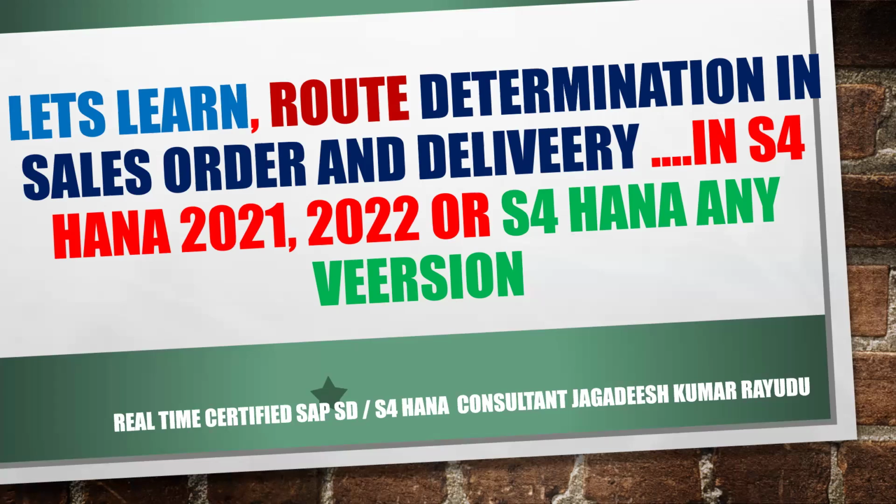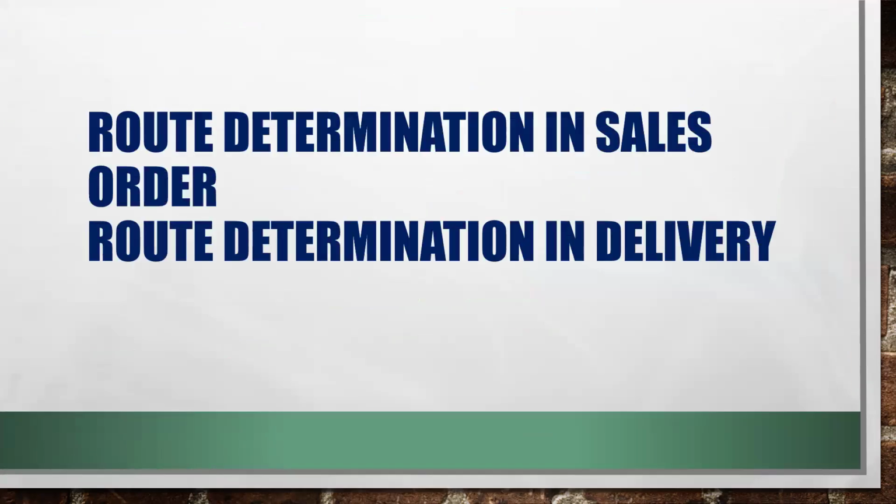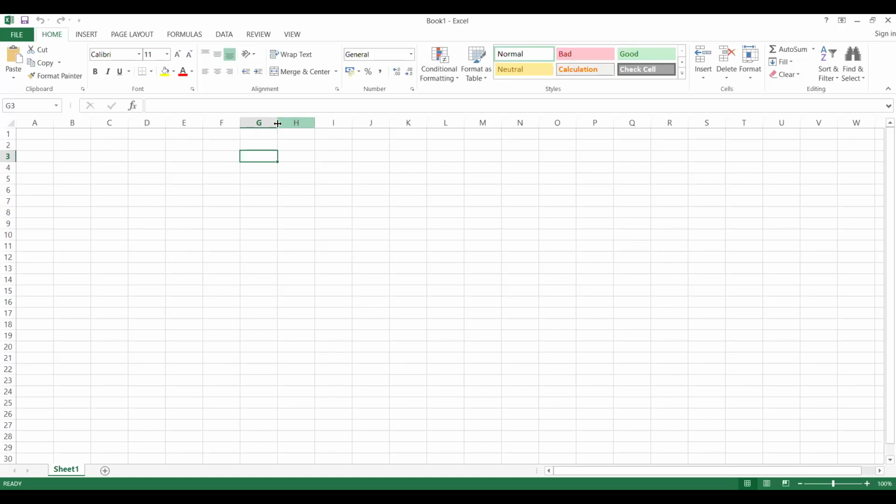We'll try to check two scenarios for route determination, like sales order to delivery. It can be 1909, 1610; you take any version for SAP SD. We don't have many complicated changes. Today we're going to see route determination in sales order and route determination in delivery, two scenarios, and if possible, we'll try to see any mixed scenarios. Without further wasting time, let's have a discussion.